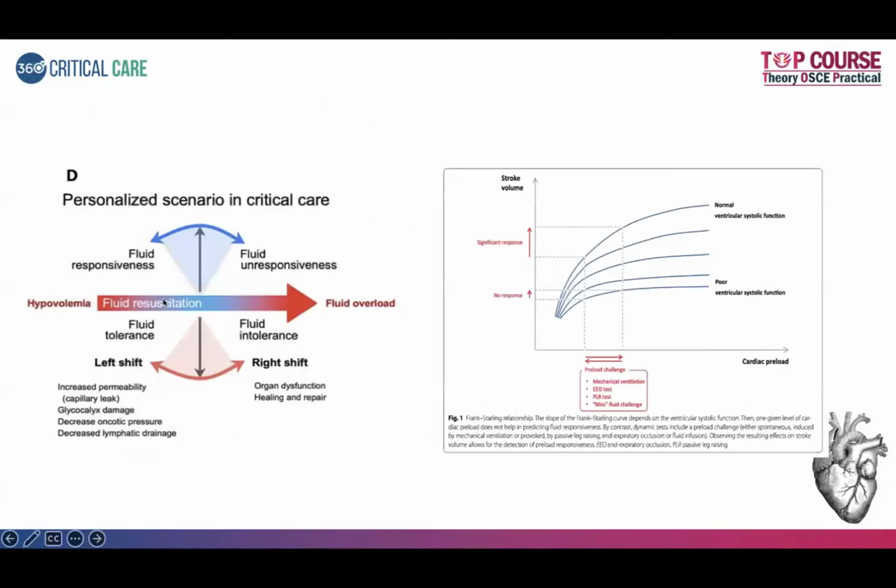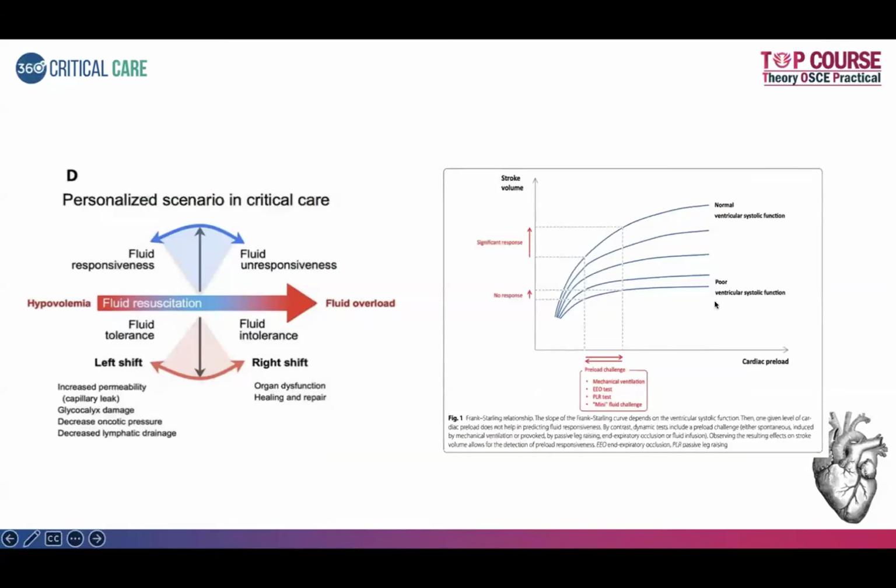When you resuscitate, when you give a preload challenge, this is a spectrum. The patient could have hypovolemia, or the patient could have fluid overload. The patient could be fluid responsive, with a change in the cardiac output, or fluid unresponsive. At the same time, the patient could be tolerant to fluid, taking up the fluid, with resolution of the condition, or intolerant, causing organ dysfunction and further worsening of the condition.